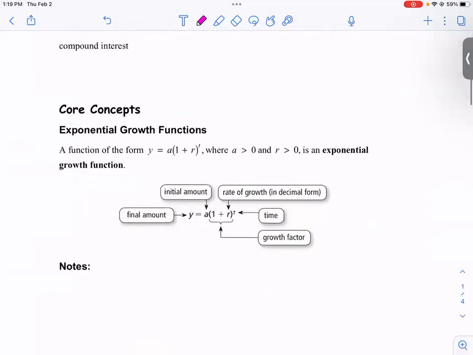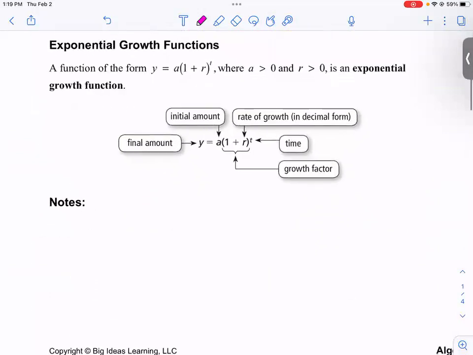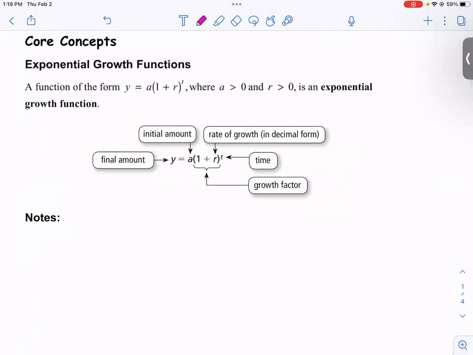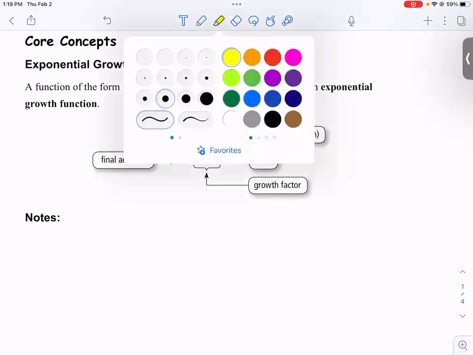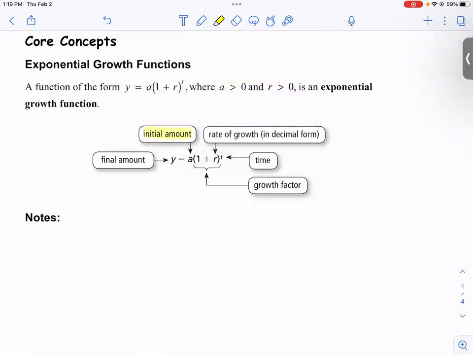Okay, so we will go back to here. All right, and this is what's going to happen. We have an equation for exponential growth. So we have our initial amount, A. We have a rate of growth. We're going to put it in decimal form. And we're going to say 1 plus R. That's our growth factor. So it's going to be a number bigger than 1. And then we raise it to the exponent of however long this is happening. We're typically going to see this in years.